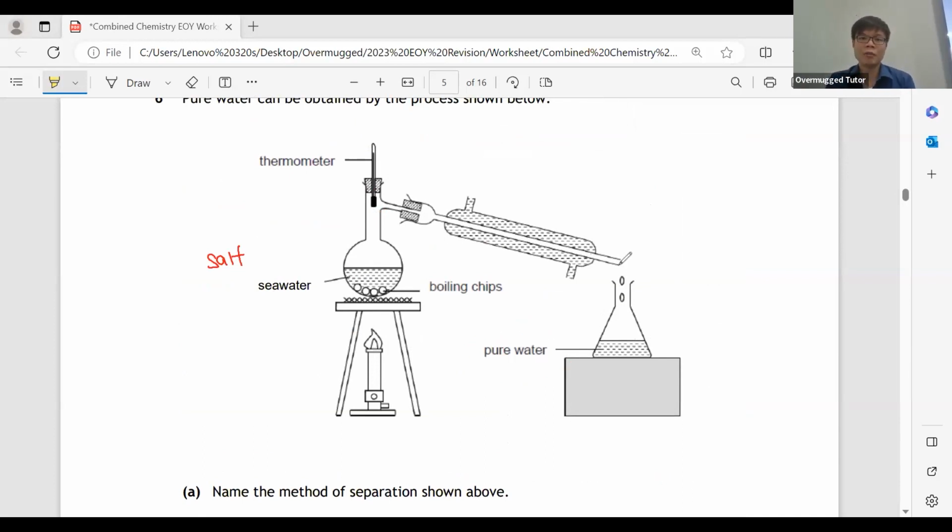So when the first drop of distillate comes out, what is the temperature that's registered by the thermometer? It's actually 100 degrees Celsius, because water vapor is coming out, getting condensed, and then that's how you collect the pure water. So the answer for that is just 100 degrees Celsius.